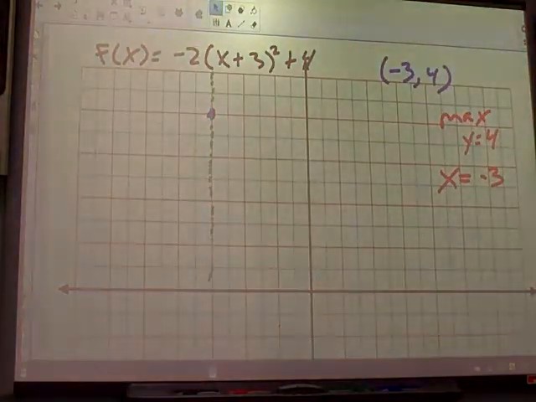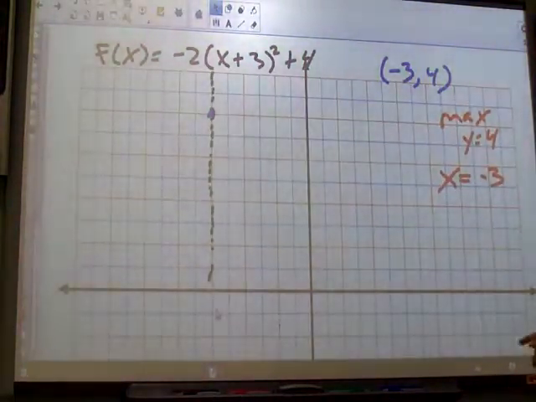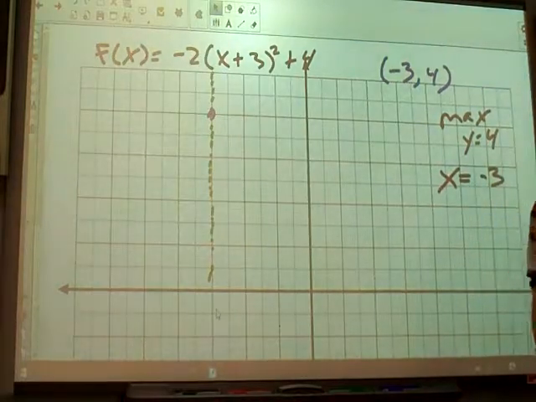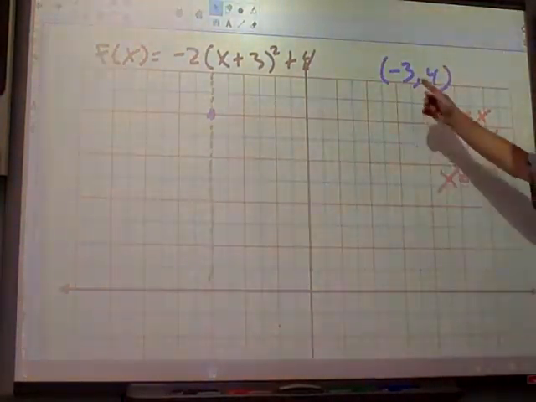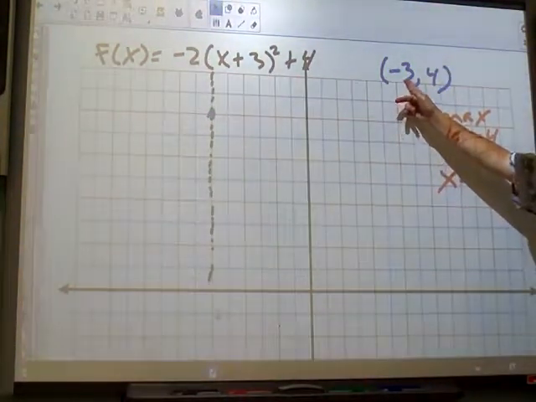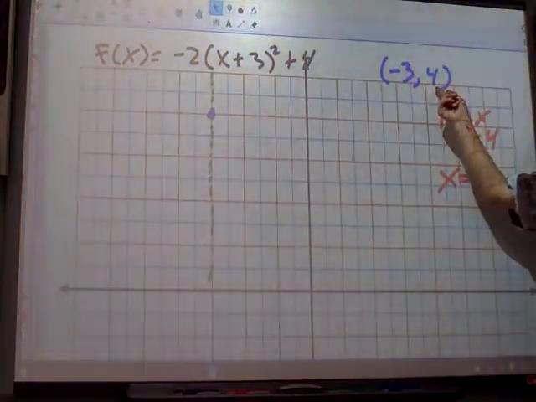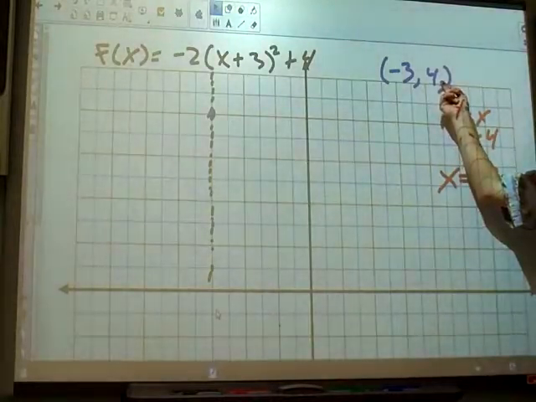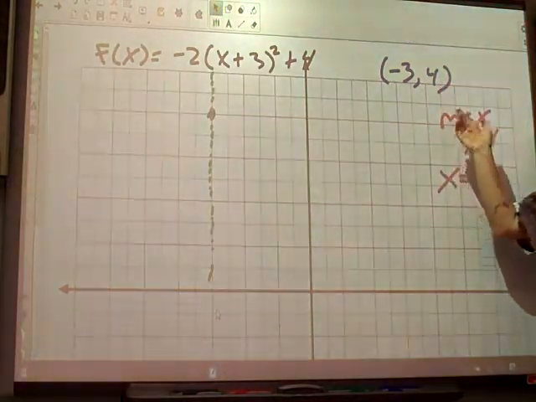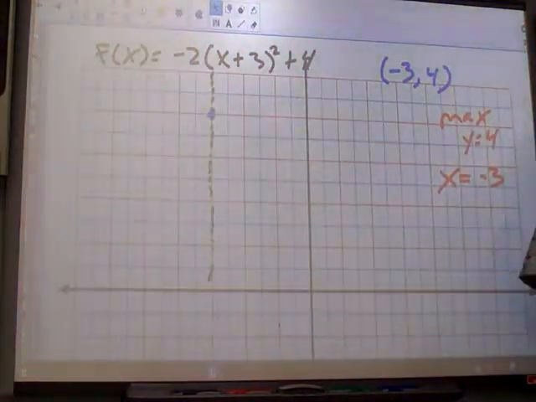Very good. And that's exactly what we're going to do, what Lady Jo said. I'm going to pick any x I want except for -3. Because what would I get if I plug -3 in there and solve? Right, I already have that point. So I've got to pick any x I want other than -3.